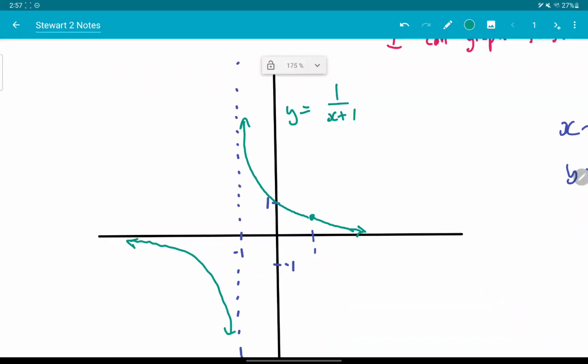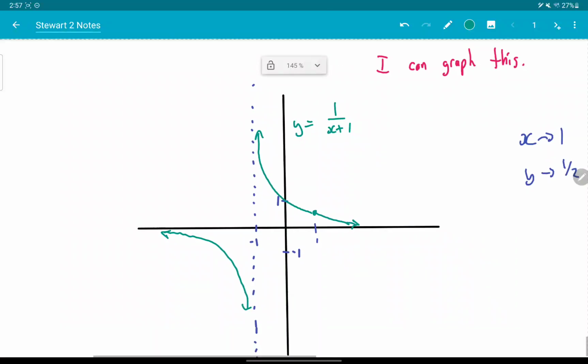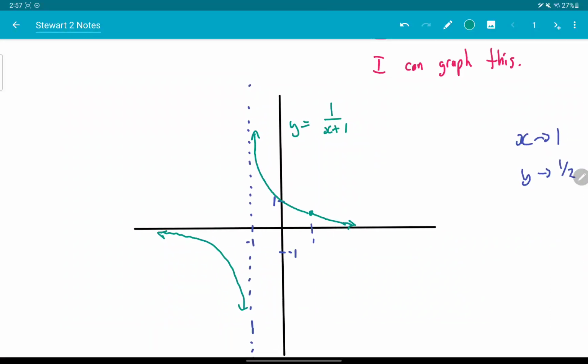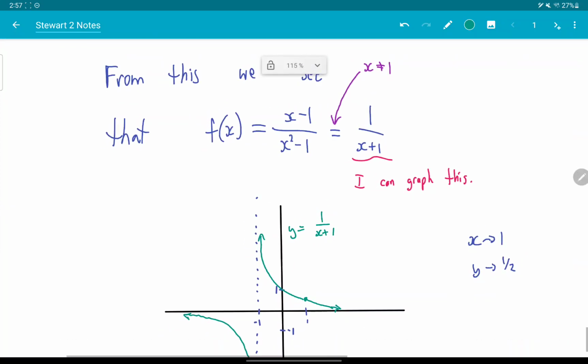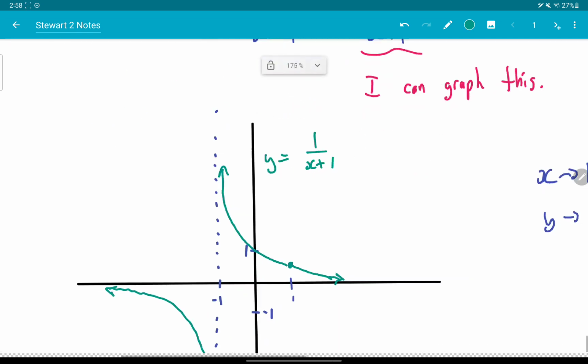Now, if I want to get the function f, I have to modify this a little bit. Here we have the function y that I just graphed. Here's the function f. Now they're the same as long as x is not equal to 1. Now when x equals 1, this function does not exist. If you try to plug x equals 1 in here, you get 0 over 0. Try that on your calculator, no luck.